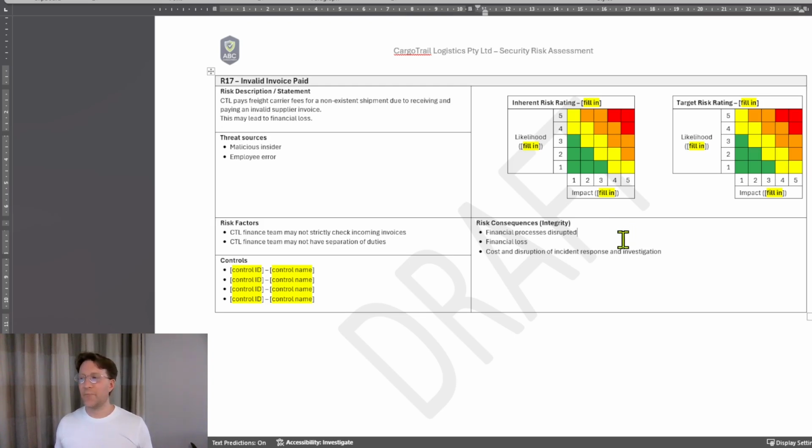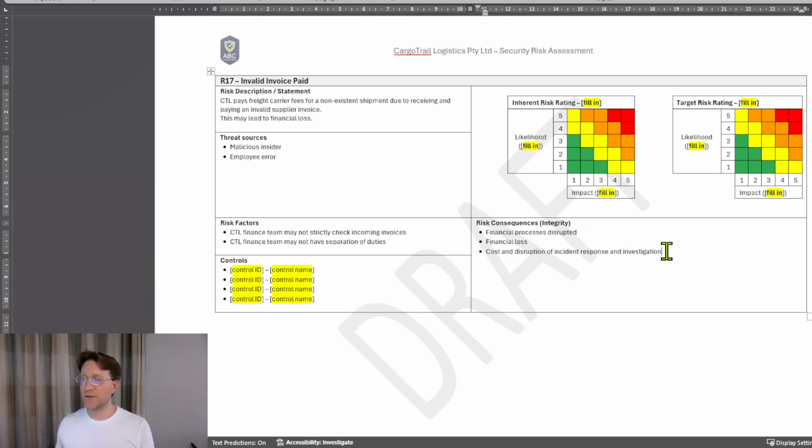And because we have paid out an invalid invoice, we therefore have financial loss. The processes will be disrupted because we would need to figure out what went wrong. Once it's discovered that the money's missing, that the real invoice came in that we thought had already been paid, and we figure out this is not the case, this would, of course, require incident response and investigation and the associated costs and disruption.